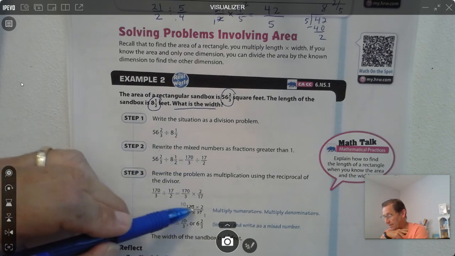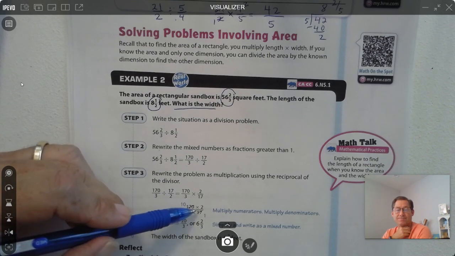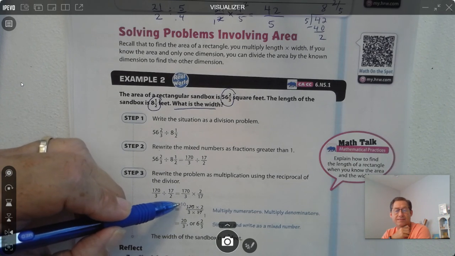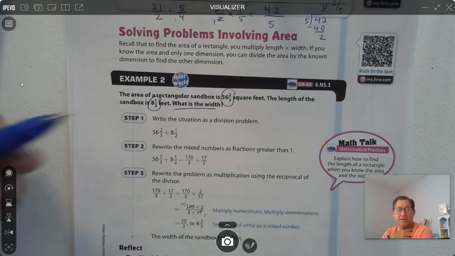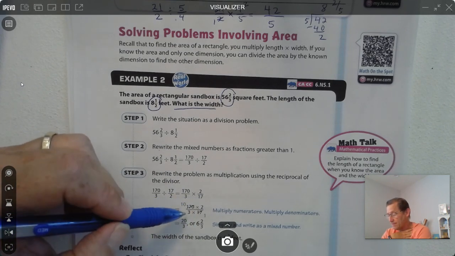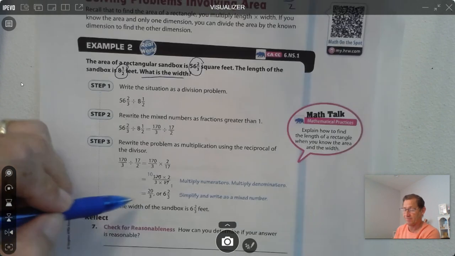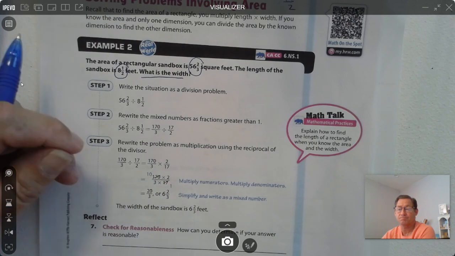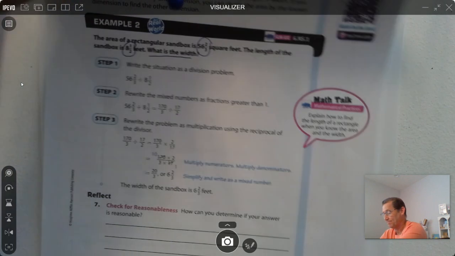All right, well, 17 is a common factor of 170 and 17. So we can divide by 17 and reduce 170 to 10. And we can reduce the 17 to 1. So now 10 times 2 is 20. 3 times 1 is 3. So we get 20 thirds. If we divide that out and turn it back into a mixed number, we get 6 and 2/3. Okay, so the width of the sandbox is 6 and 2/3 feet.